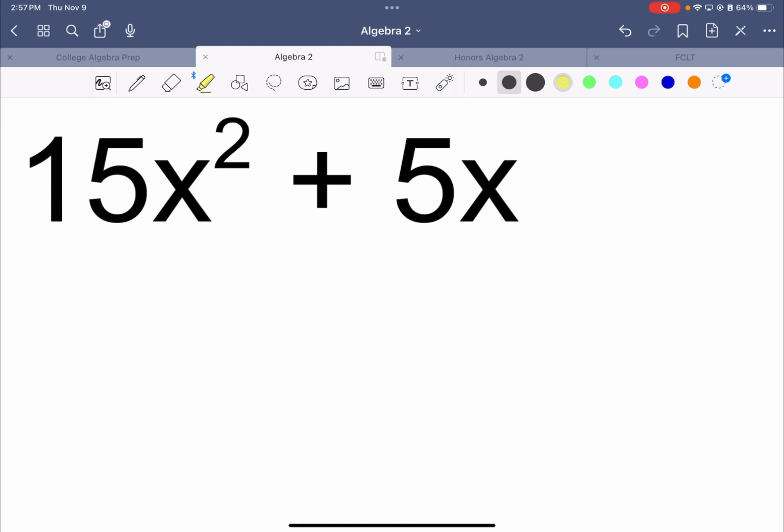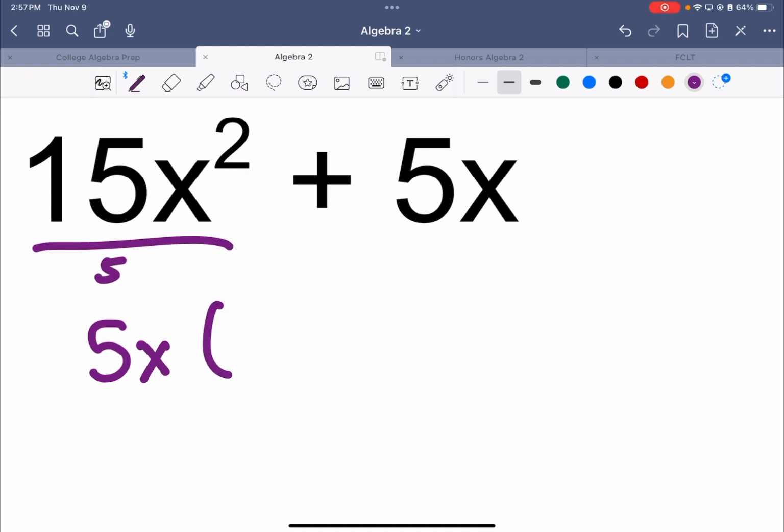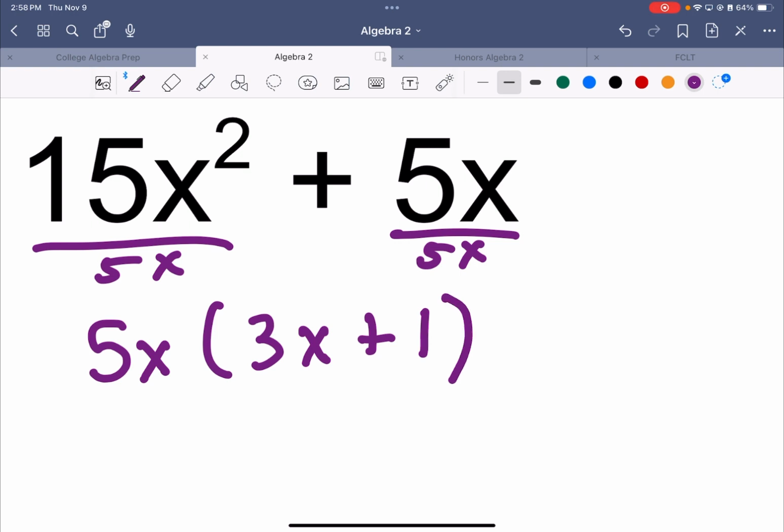What's the number-wise? What's the GCF? 5. Letter-wise? X. Now, again, do I do that every time? Of course I don't. 15 divided by 5 is? 3. X squared divided by x is? X. This one messes everybody up. 5x divided by 5x is? 1. And you have to put a 1 there. Otherwise it doesn't work. Okay.